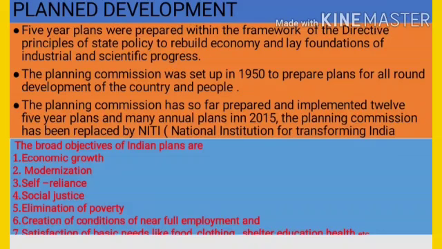Whatever resources are available, we should be able to depend on them and try to satisfy the needs of the people with those resources. And if necessary, we can import a little bit. And social justice: everybody in the society should be getting social justice. Eliminating poverty, removing poverty. Plans have not completely eliminated it, but a reduction of poverty has come.